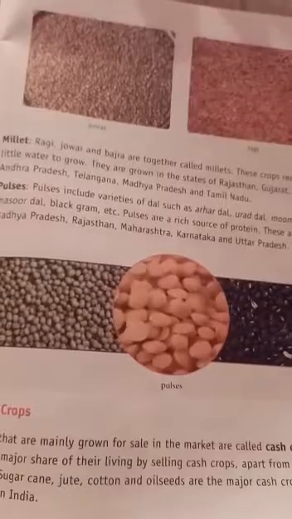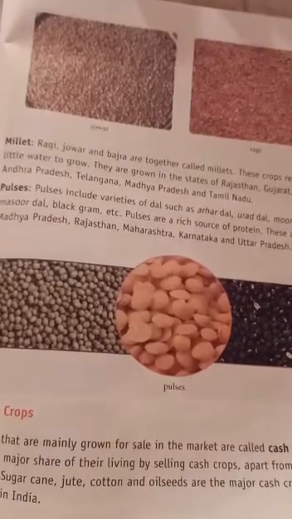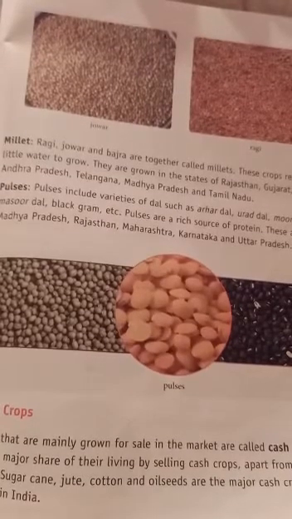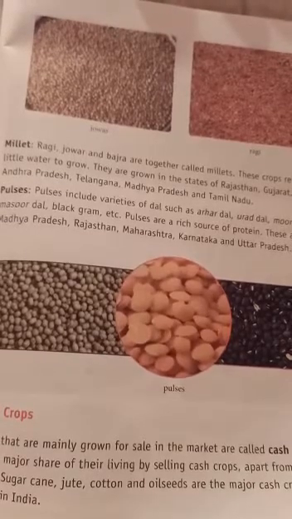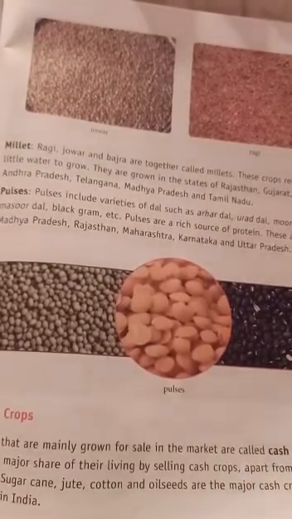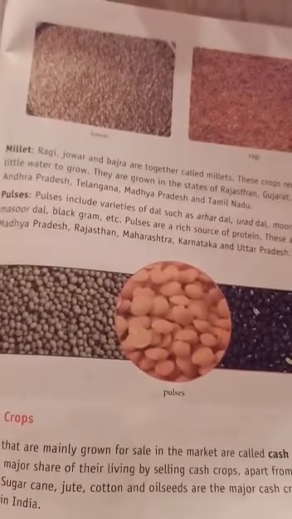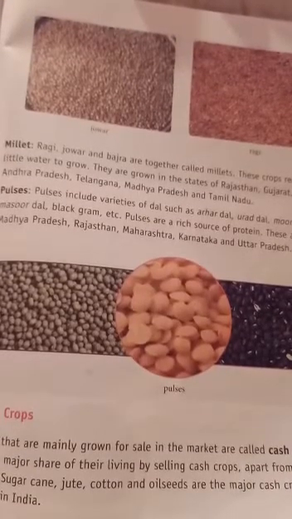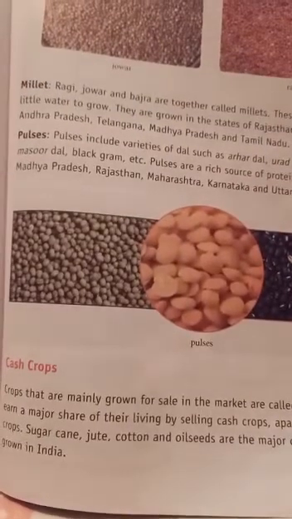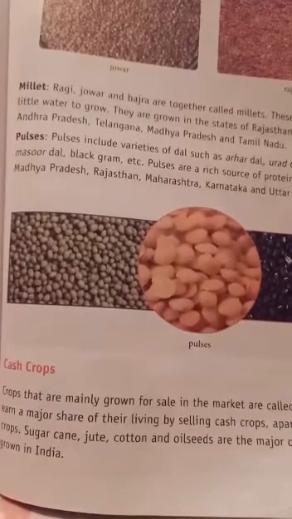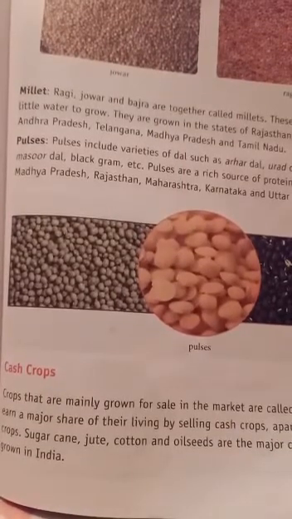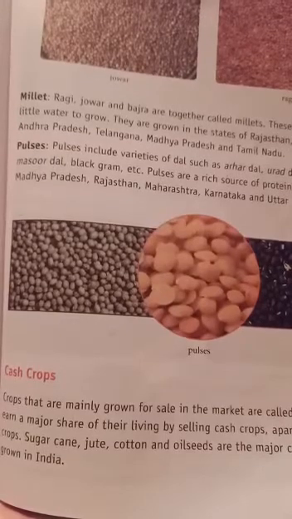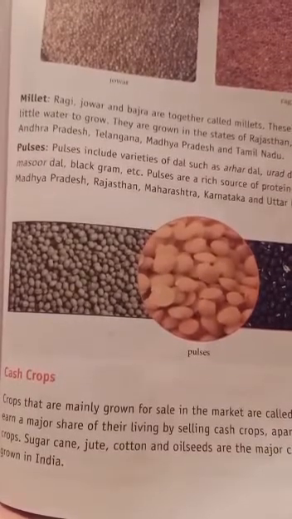Okay, now millets. Millets like jowar, bajra and ragi are grown in areas with scanty rainfall. And India is the largest producer of millets. Millets are produced mainly in the states of Maharashtra, Rajasthan, Karnataka, Madhya Pradesh and Telangana. Okay. Pulses. Pulses include varieties of dal such as moong dal, arhar, urad, masoor and gram. Pulses are very rich in proteins and they are grown in different parts of the country.